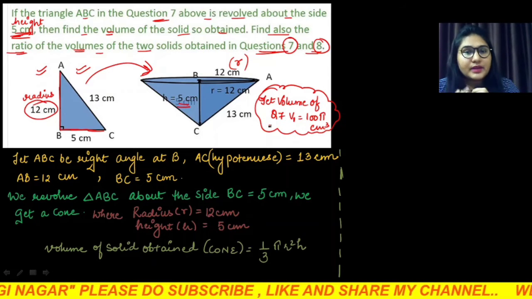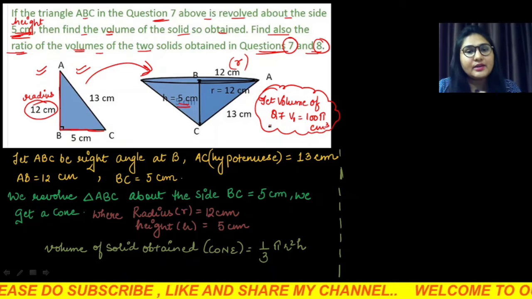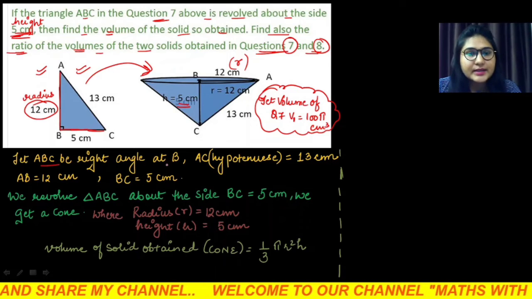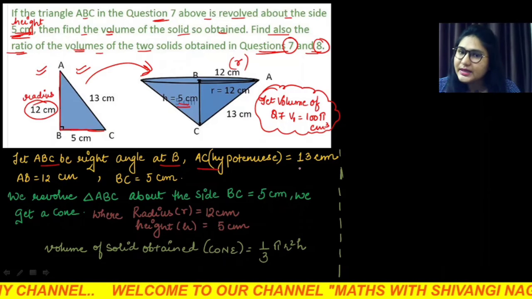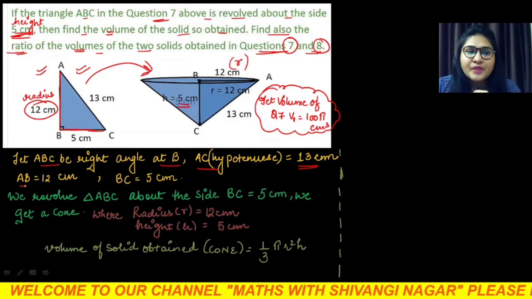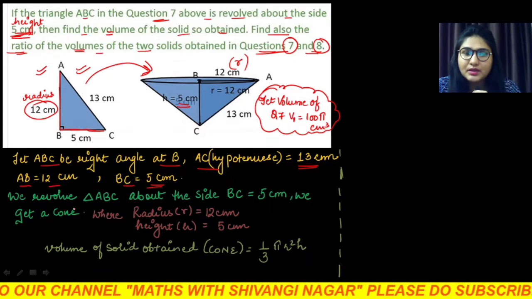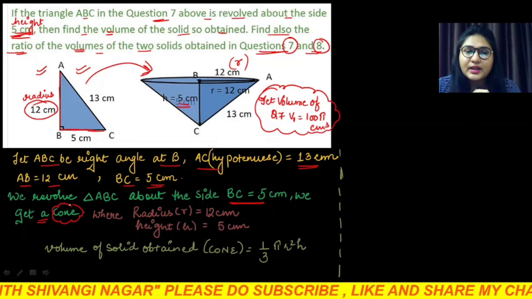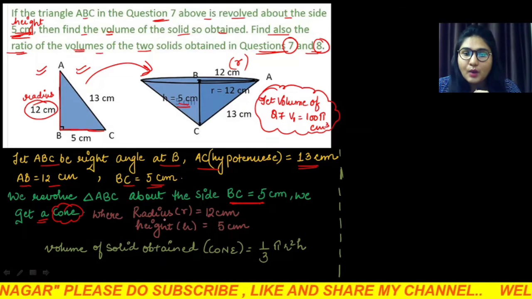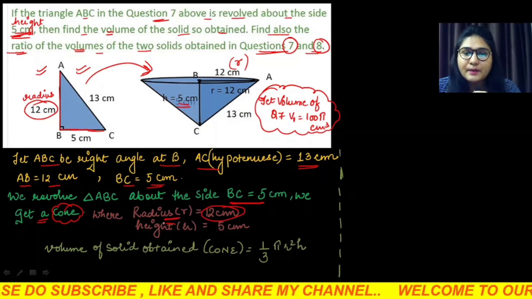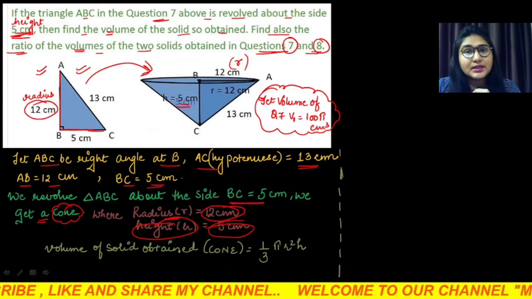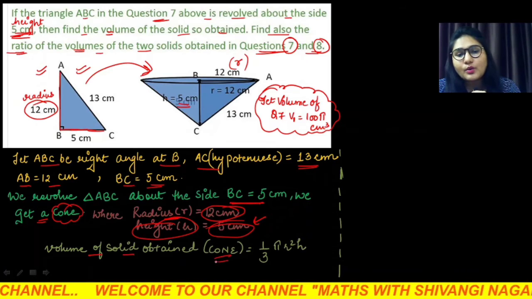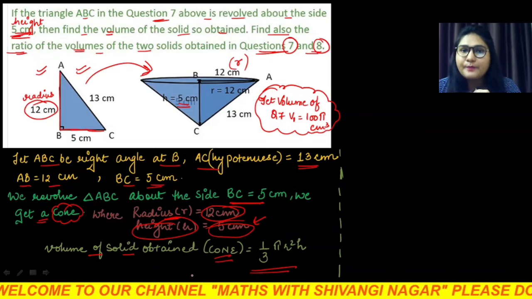Now in this question, first we will calculate the volume and then we will take the ratio. I have written all these things over here. ABC is a right angle triangle, right angled at B. Here AC is acting as the hypotenuse, which is 13 cm. AB is 12 and BC is 5 cm. So when I am revolving along the side BC, again we get a cone type of solid. But here the radius is 12 cm and the height is 5 cm, because this time we are revolving along this 5 cm. So the volume of the cone obtained is again the same formula, 1 by 3 pi r square h.